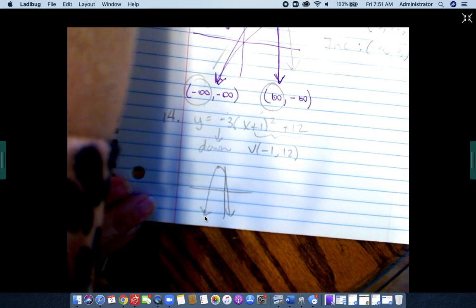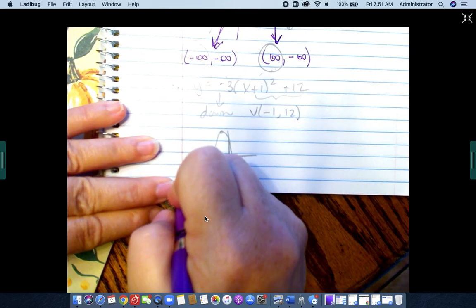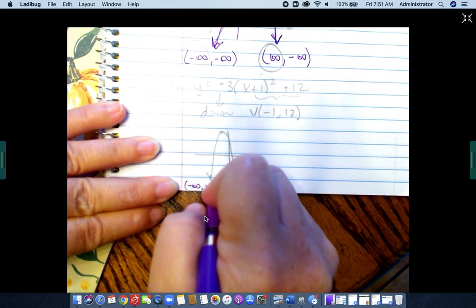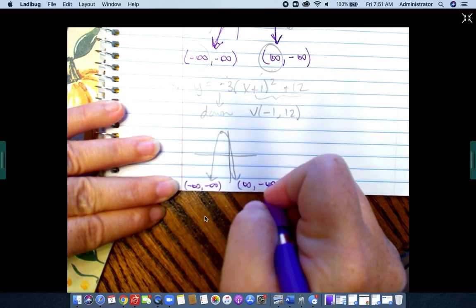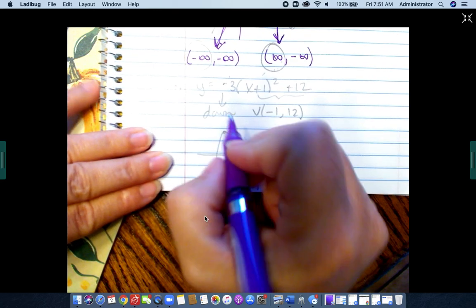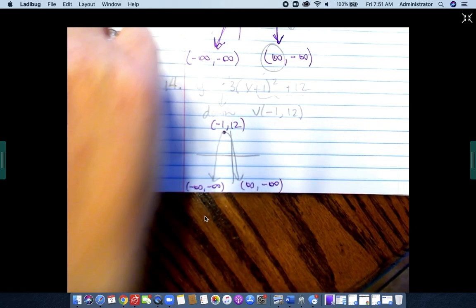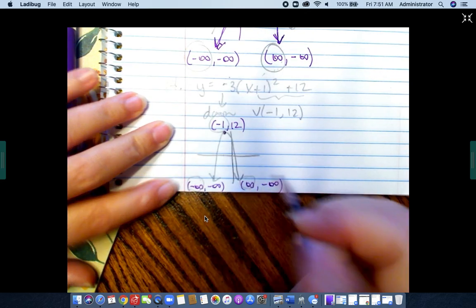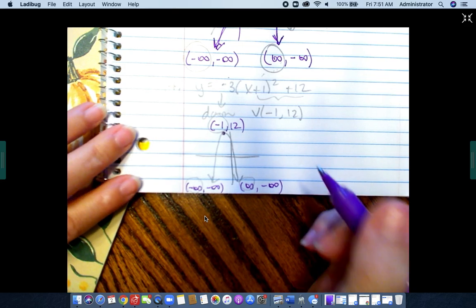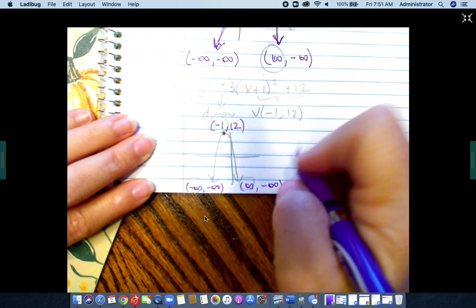No big deal, because we're still just going to write -infinity, because I'm in quadrant 3, and infinity, -infinity, because I'm in quadrant 4. Again, our vertex is (-1, 12), so remember you need to be labeling this. And then we're going to circle our x's so we don't mess it up. One of the most common mistakes I've had students make over the years is they use the y's. You never use the y's for any type of interval.